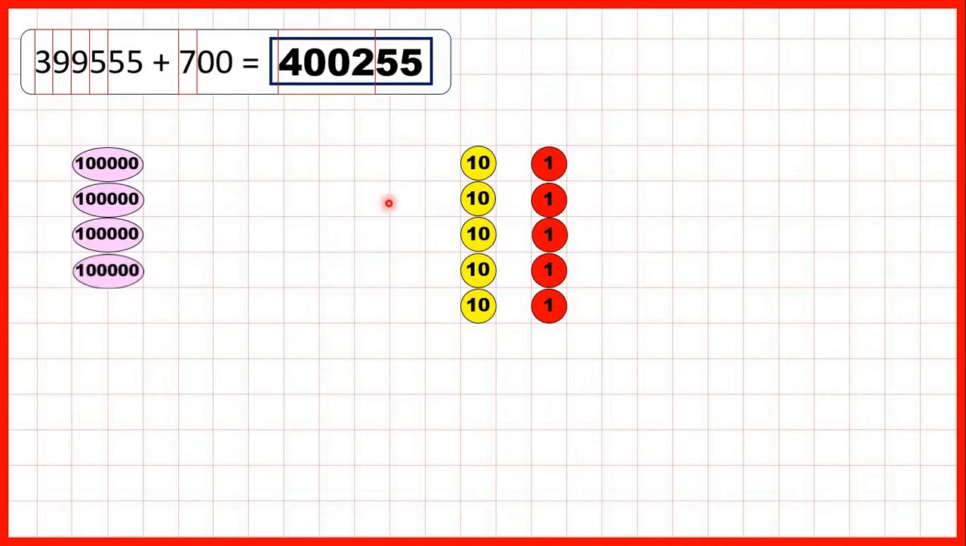So that was adding 500, so to add 700, we need to show 2 more hundreds. That gives us 400,255 because we have 400,000s, no 10,000s, no thousands, 200s, and we still have our 5 tens and 5 ones.